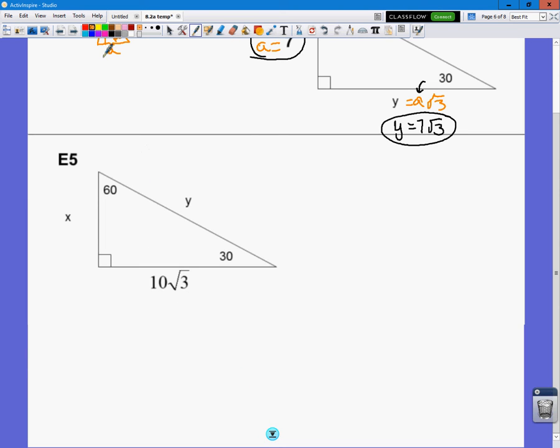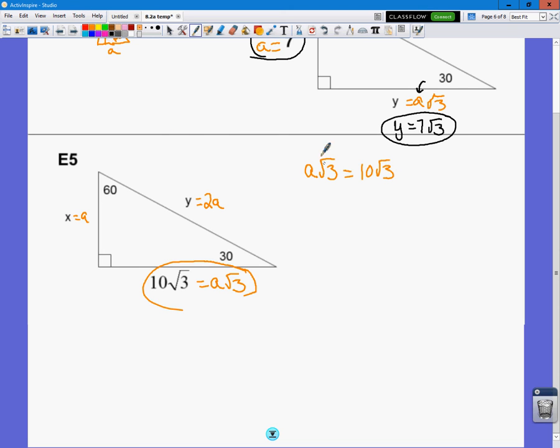What are we going to put across from the 30? A. What goes across from the 60? A square roots of 3. There's my equation. And across from the 90 is 2A. So I have A square roots of 3 is equal to 10 square roots of 3.